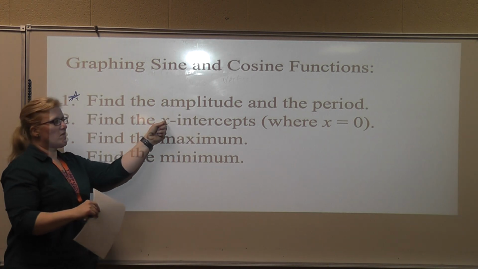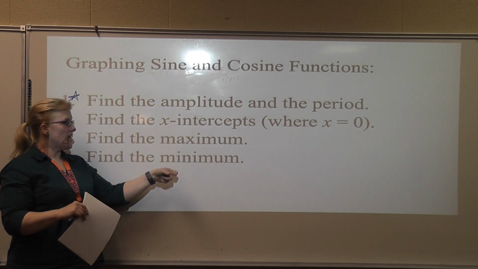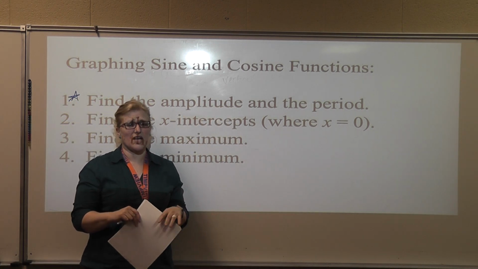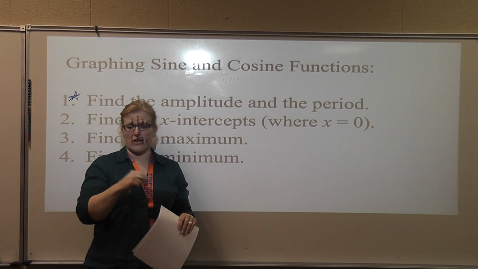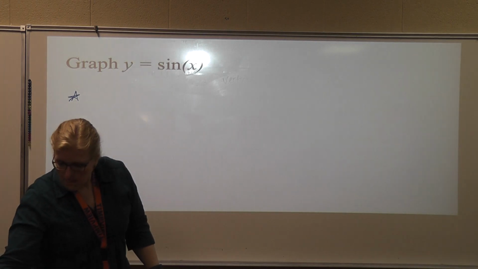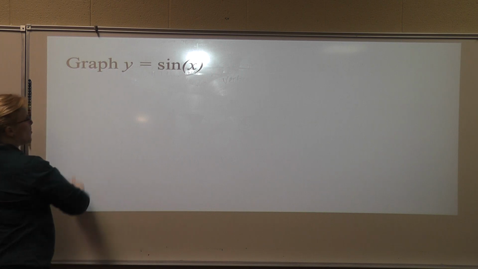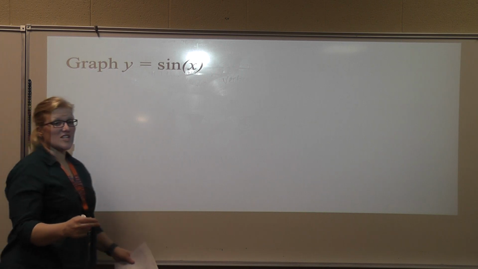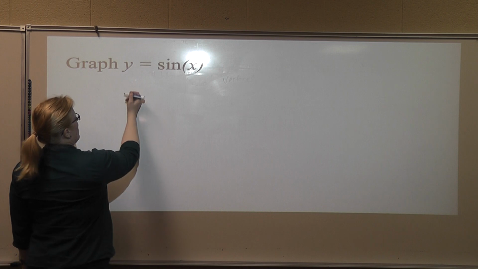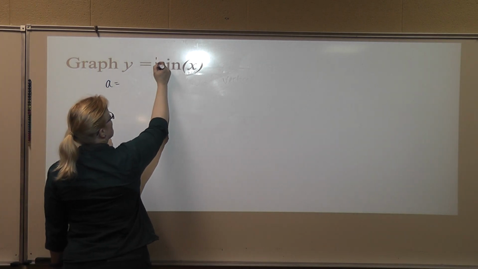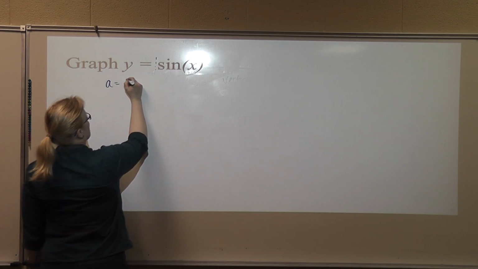Then we're going to talk about finding the x-intercepts and the maximum and the minimum. But once you have these two things, the rest is pretty easy. It just kind of falls into place. Okay, so for example, just the regular old y equals sine of x function. My amplitude is 1.